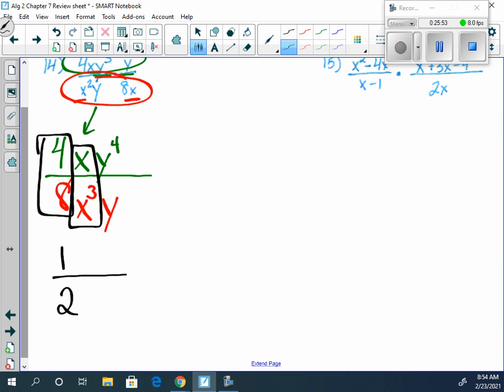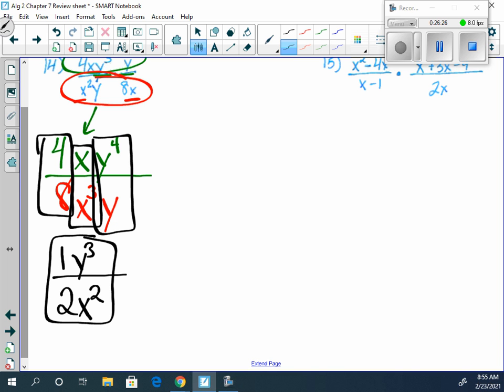Now we have x divided by x to the third. When the bases are the same and we're dividing, we subtract the exponents. So 1 minus 3 is negative 2, and since it's bigger on the bottom, it stays on the bottom. And last but not least, y to the fourth divided by y. So we subtract the exponents. 4 minus 1 is 3, and since it's bigger on top, it stays on top. And we get this here.